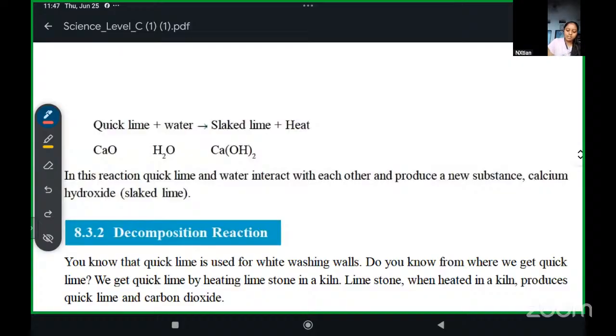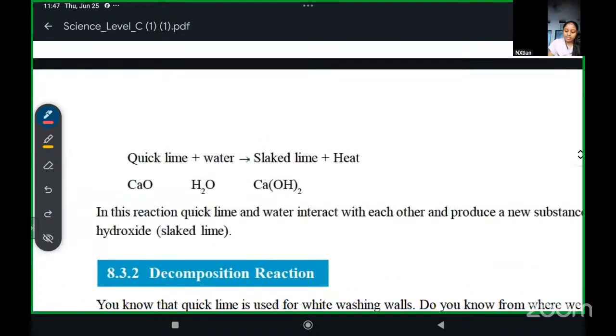Take a look at this example. Quicklime is a substance. When we combine it with water, what do we get? Slaked lime. Quicklime is a substance, water is another substance. When we combine them together, we get slaked lime. CaO is the chemical name for quicklime, H2O is the chemical name of water. When we combine them, we get Ca(OH)2.